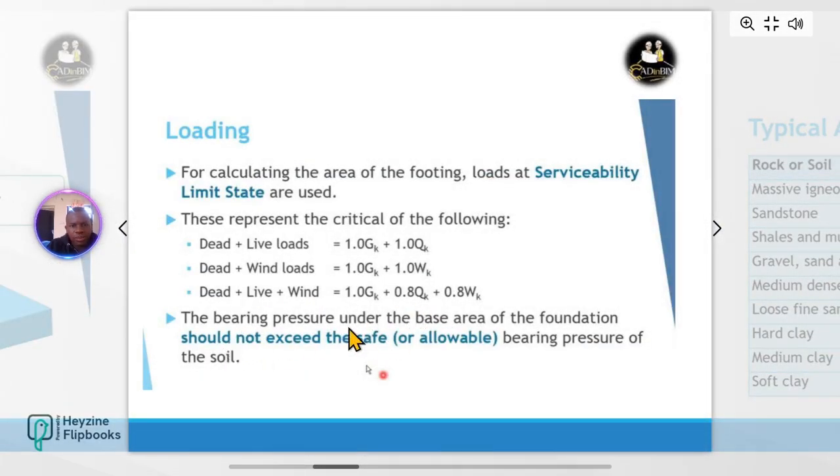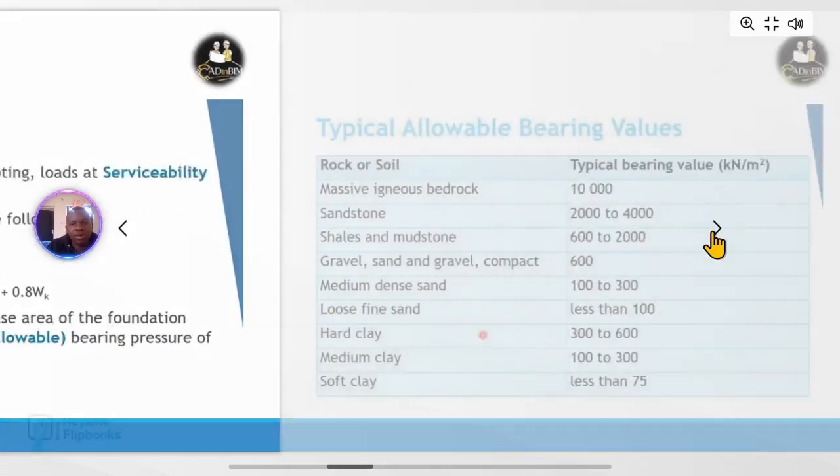So let's proceed. The bearing pressure under the base of the foundation should not exceed the safe or allowable bearing pressure of the soil. So basically they are trying to say that the pressure under the base should not be exceeded by the pressure exerted by the structure you are designing.